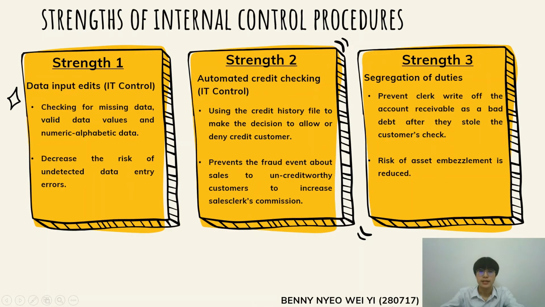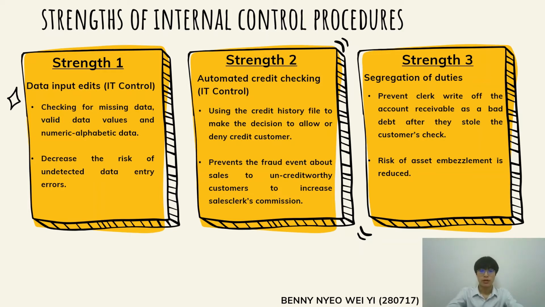Good day. In the sales order system, the computer program automatically edits the transactions for data entry errors. This shows the data input edits. The strength is checking for missing data, valid data values, and numeric or alphabetic data. These strengths will decrease the risk of undetected data entry errors by clerks and the risk of inaccurate record keeping.